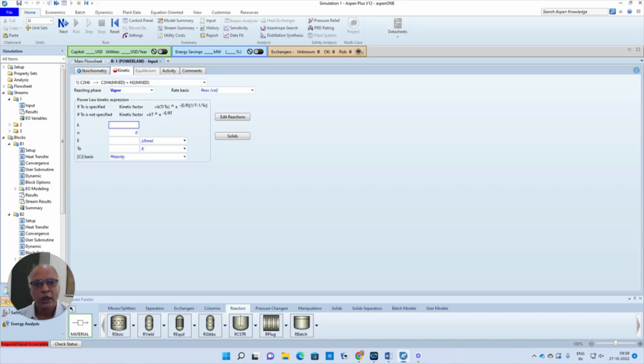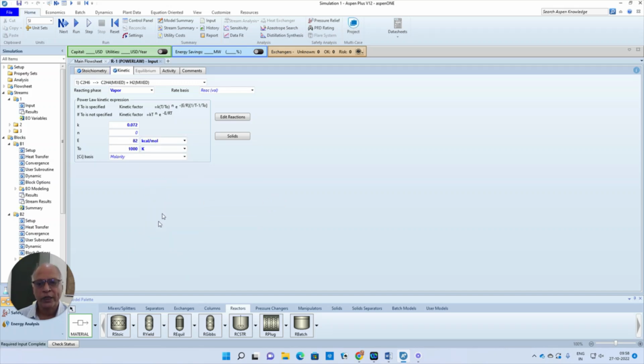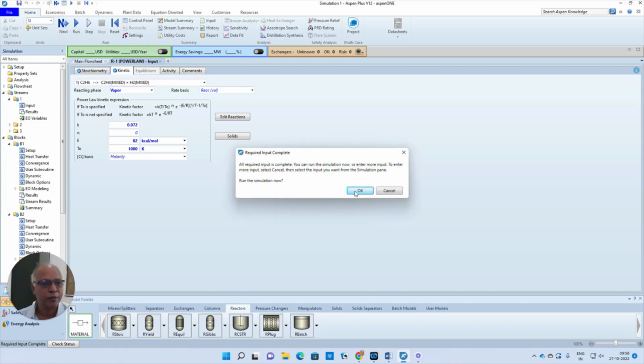As you know, the frequency factor or pre-exponential factor or the rate constant should always be specified only in SI units. We have been given this value, 0.072 seconds to the power of -1, this being a first order reaction at 1000 Kelvin. And the activation energy for this reaction is specified as 82 kilocalories per gram. So we have specified the kinetic information, and all the required input is complete. Let us go to the next.